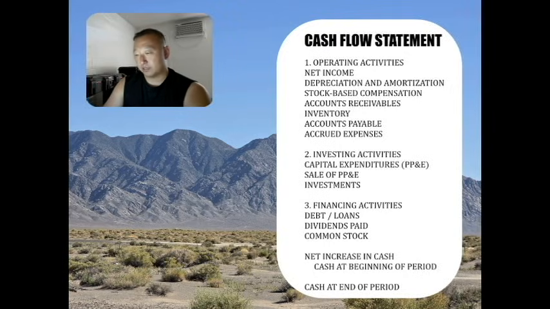Under financing activities, common line items include, but are not limited to, debt, a long-term or short-term financial obligation a company takes on or pays off, and common stock, cash raised when a company issues or sells shares of its equity to public investors.